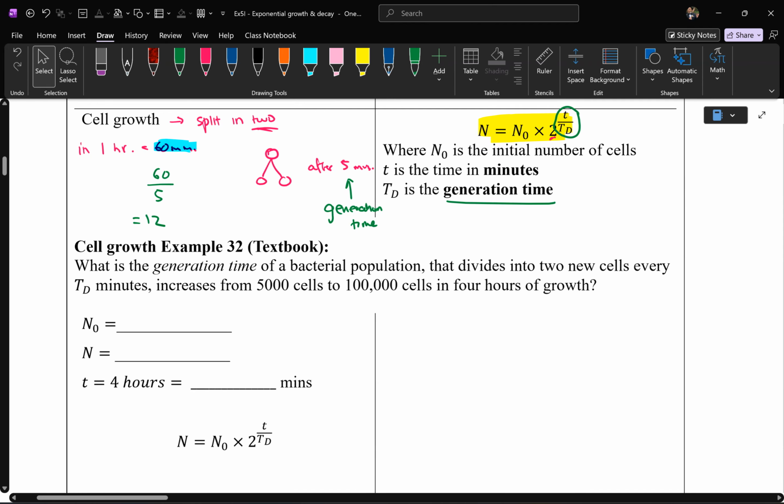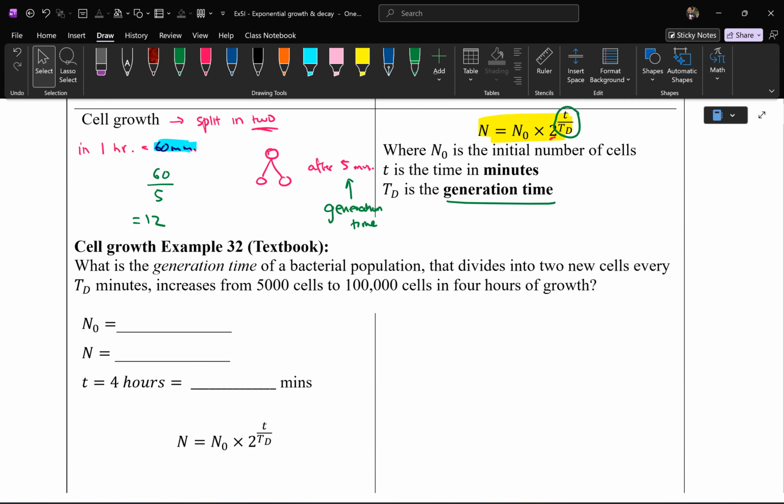This says, what is the generation time of a bacterial population that divides into 2? So that's a key word. So we now know it's base 2. So it splits into 2 every TD minutes. So we don't know the generation time. We don't know how long it takes to split up into 2s. What we do know is it increases from 5,000. So you start off at 5,000 and you end up with 100,000 after 4 hours.